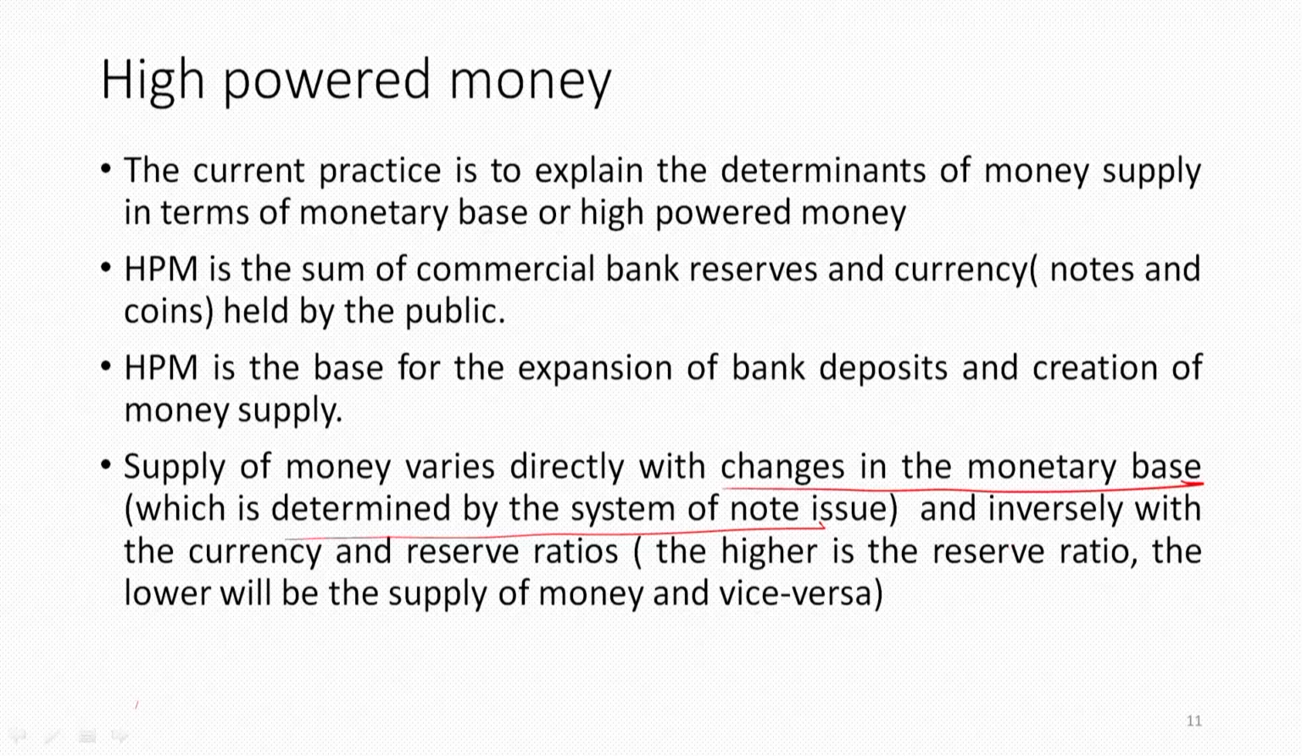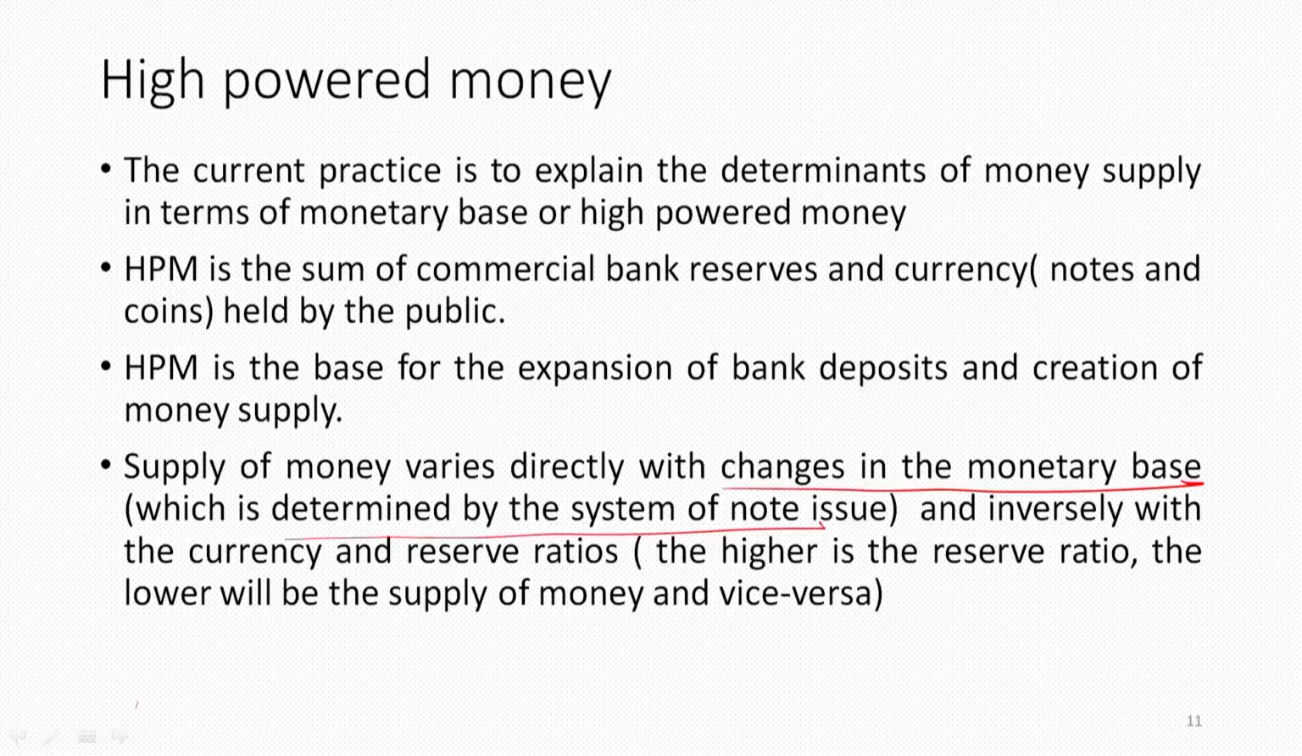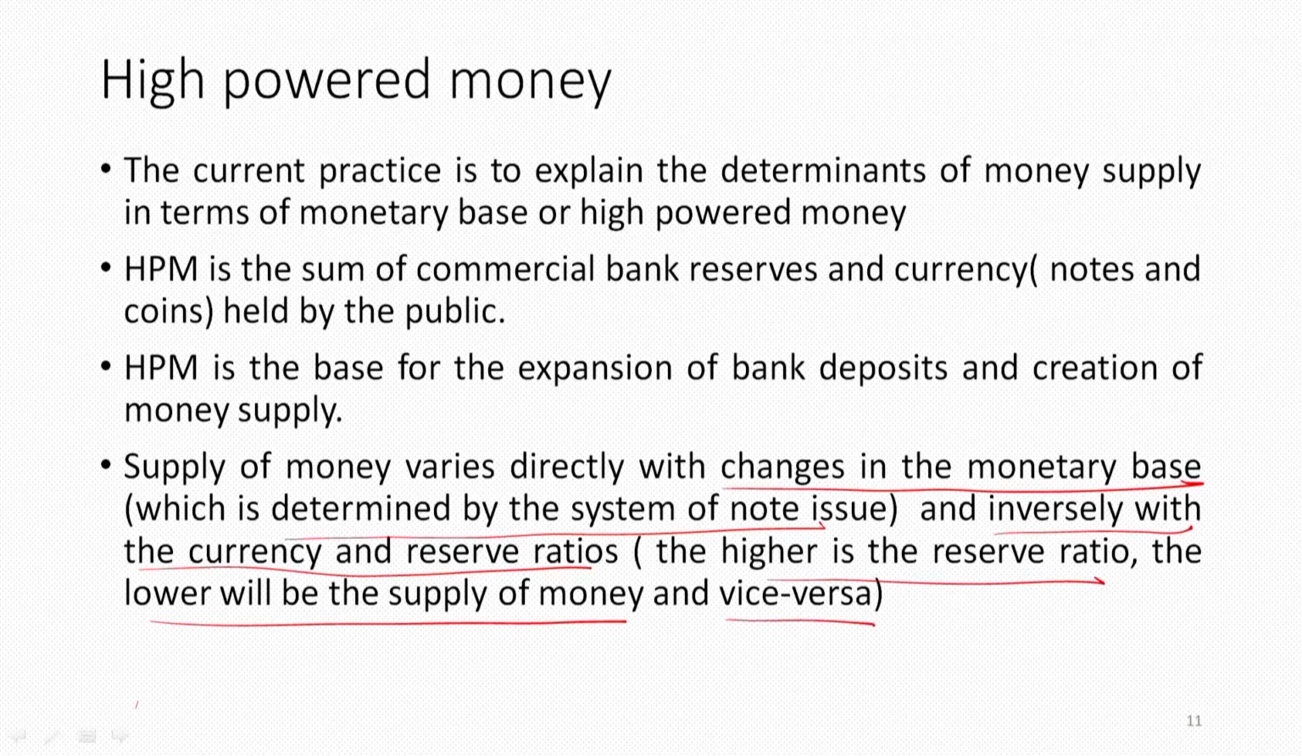However, the banks have a specific reserve ratio. Like in India, we follow the minimum reserve ratio system. If the reserve ratio is high, the money supply would reduce. Therefore, money supply is inversely related to the reserve ratio. The higher the reserve ratio, the lower the money supply, and vice versa. That means when the reserve ratio is lower, the money supply would be more in the economy.